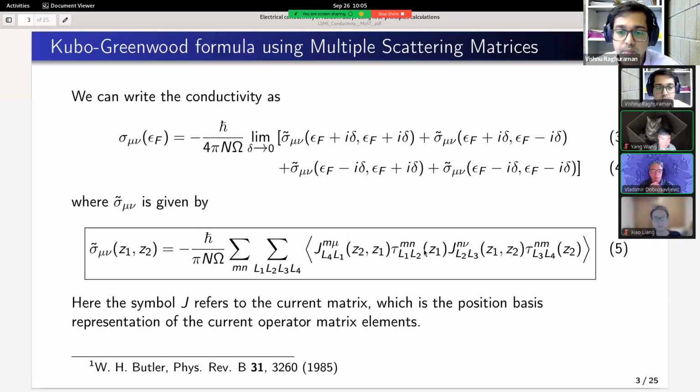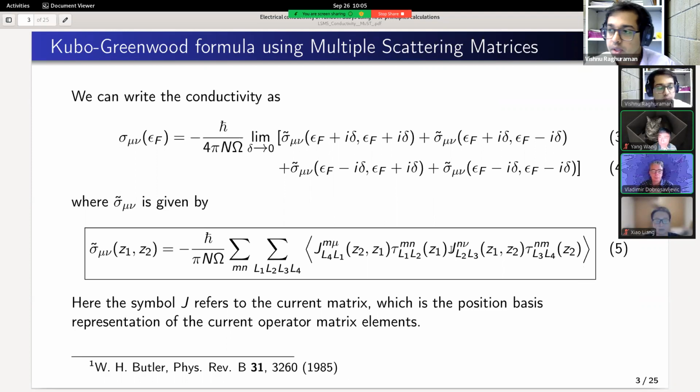So basically how it's done is you can modify the equation that I just showed into the form given in equation 5 here, where the Green's function can be written in terms of multiple scattering operators, which are tau matrices. And you can then get something like equation 5 here, where you essentially need current matrices and the multiple scattering matrices, and then you can put them together, and that will give you your conductivity.